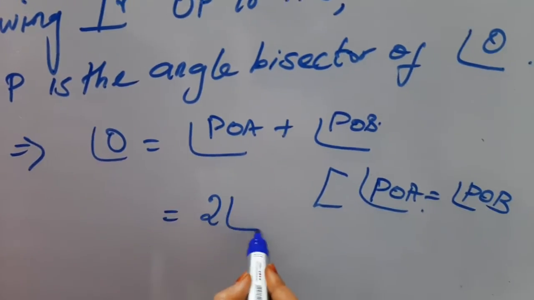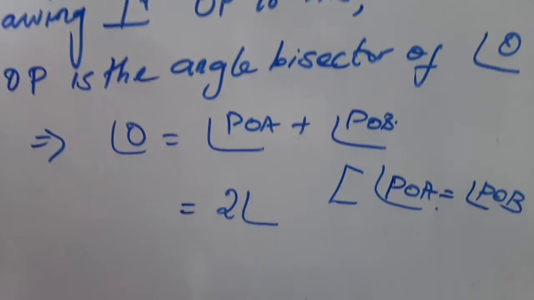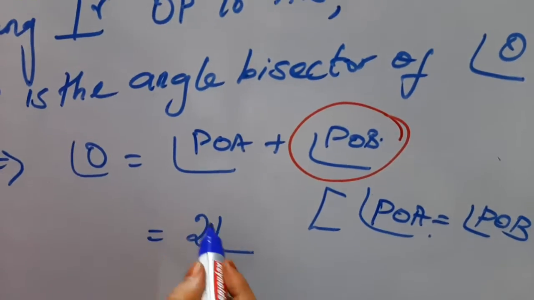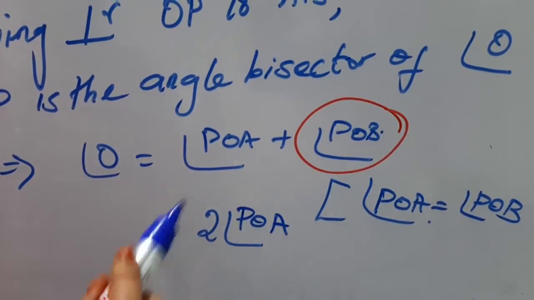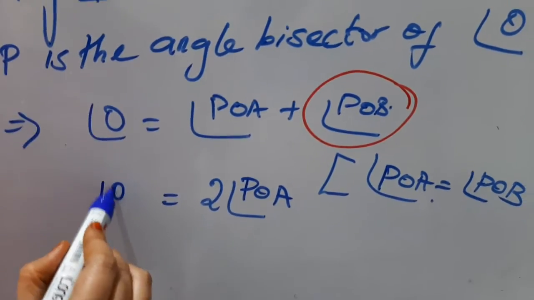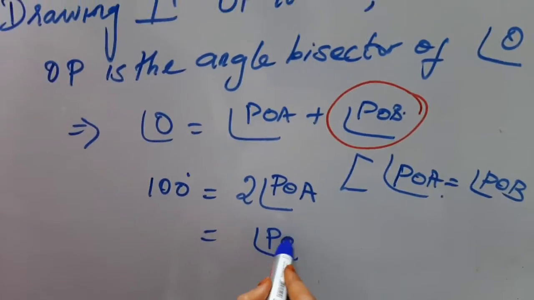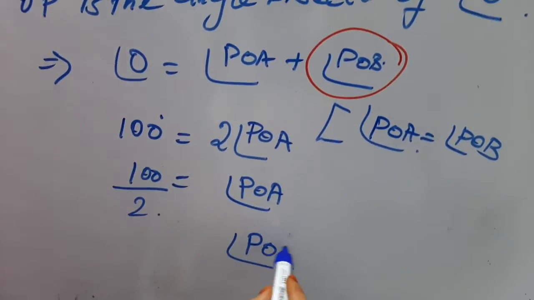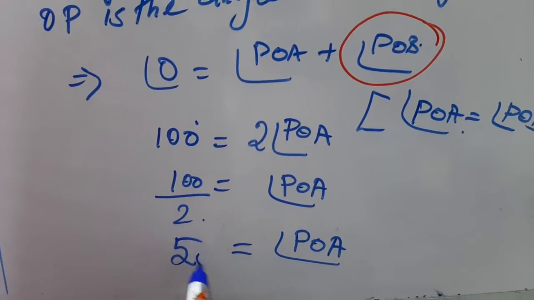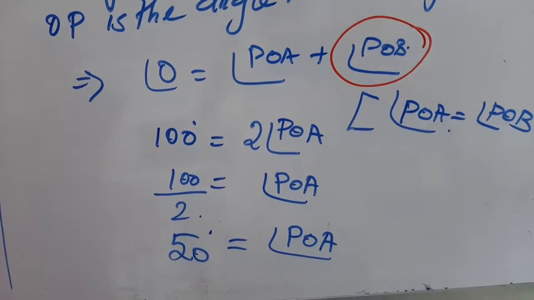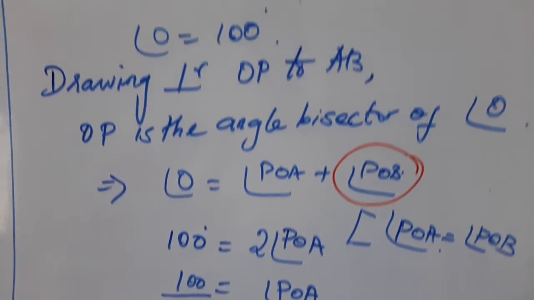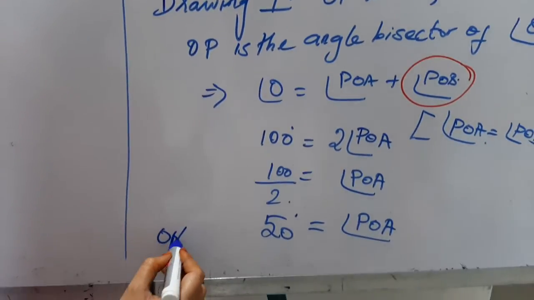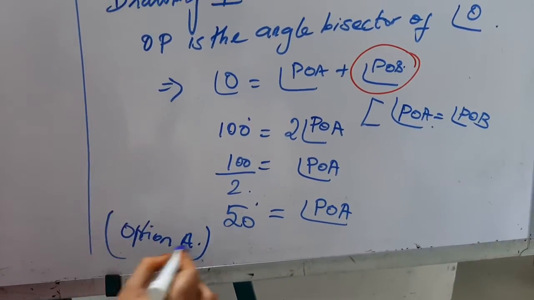So I am replacing and writing angle POB as POA. Then I will get 2 times angle POA is equal to the value of angle O, which is 100. Therefore, angle POA is equal to 100 by 2, and we'll get angle POA is equal to 50 degrees. So which option is correct? Option A. So option A is correct here for this sum.